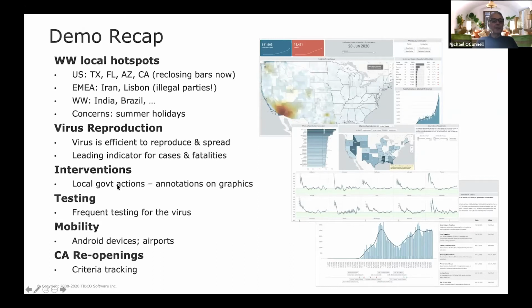We've added local government actions, including annotations and natural language right there on the graphics. Testing and mobility, and Neil showed also the airport level analyses, and Prem just did a fantastic job of showing all the criteria that are being tracked at the county level in California as we do the reopenings.